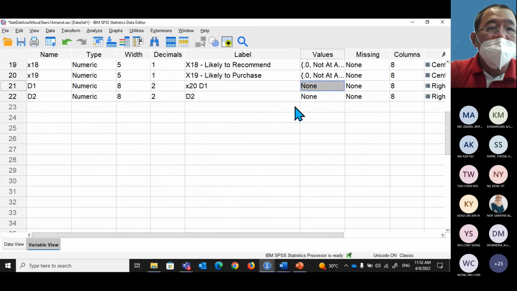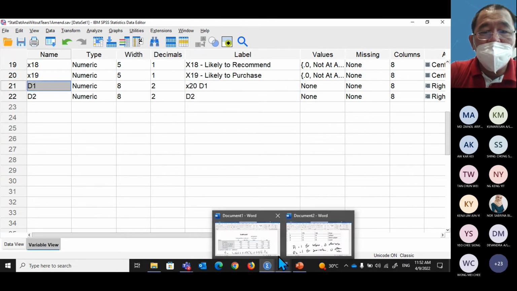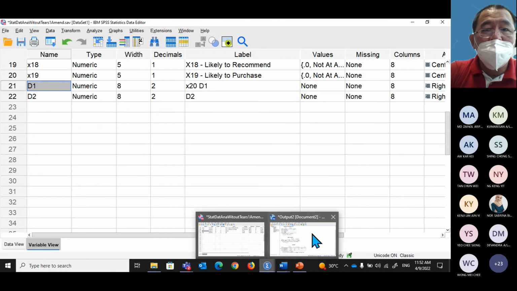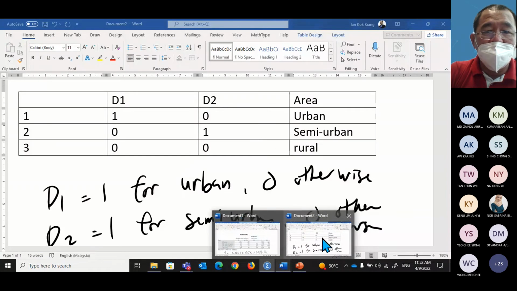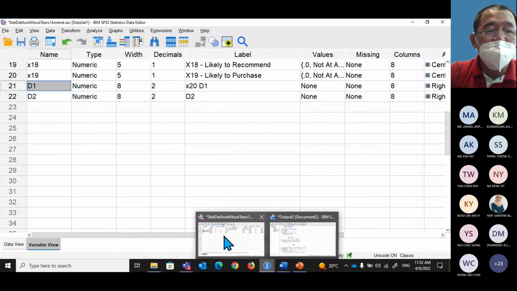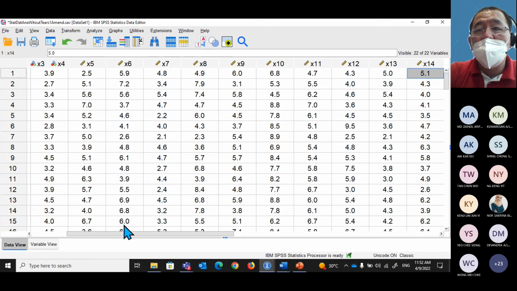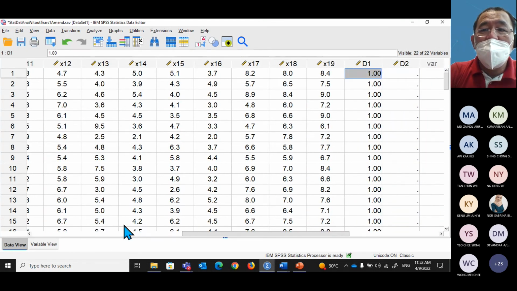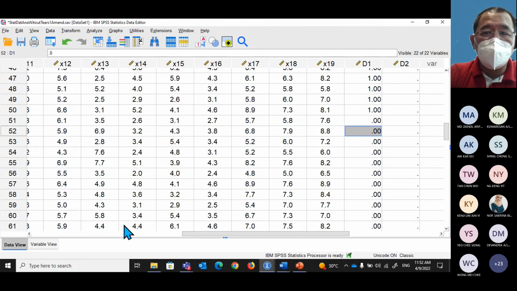Okay. So now D1 is urban. Yes, correct, D1 is urban. So therefore, we see the data. D1 is urban, so we no need to change. Therefore, 1 until 50 is urban. Okay, done.